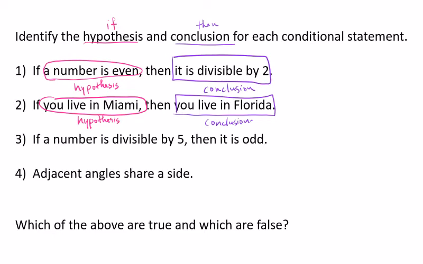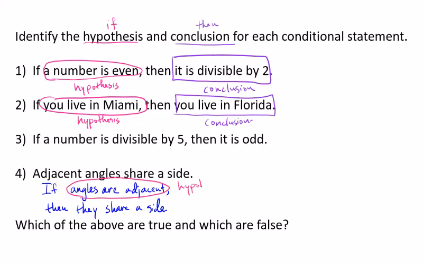Number 4 is a little tricky. We mentioned earlier that sometimes in a conditional statement you don't see an if nor a then, and number 4 is a situation like that. It says adjacent angles share a side. So what's the premise there? Let's try to rewrite this. We can say, if angles are adjacent, that's basically the premise, then they share a side. So the hypothesis would be angles are adjacent, and the conclusion would be they share a side.